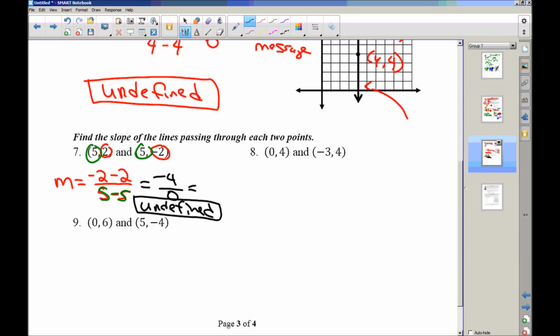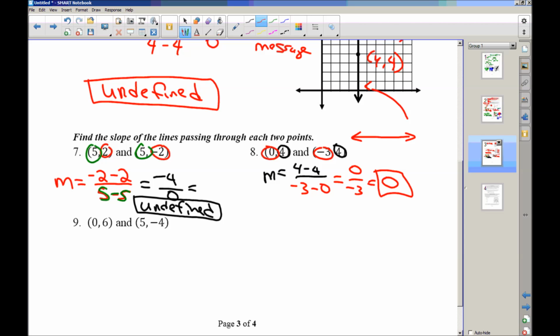Okay. Number 8, do our slope here. So this is 4 minus 4 on the top. That's the change in the y's. And on the bottom, we do the change in the x's. So the rise over the run. X's are the run left and right. So this is negative 3 minus 0, which gives me 0 over negative 3, which is 0. Okay, so here's my slope. What would this line look like? Well, if I plotted it, this should be a horizontal line. And remember, in number 7, this should be a vertical line.